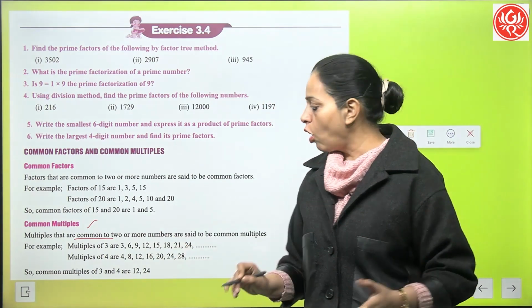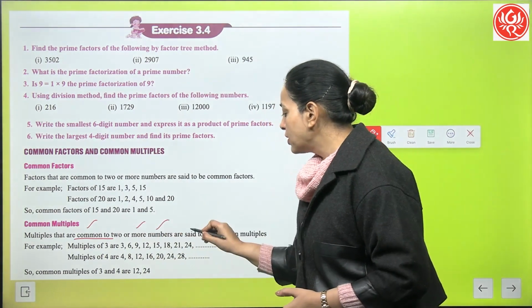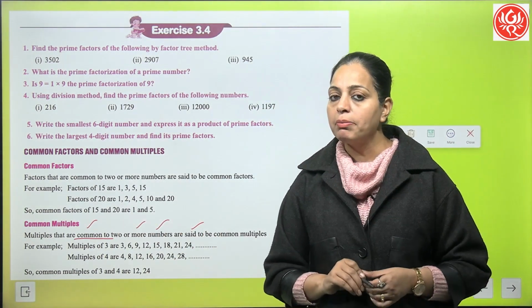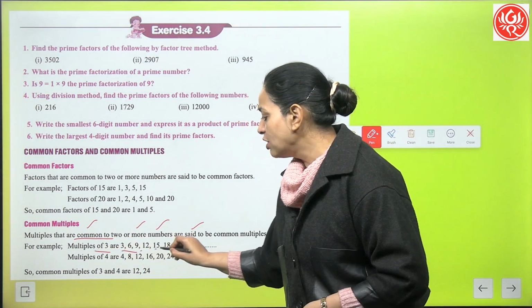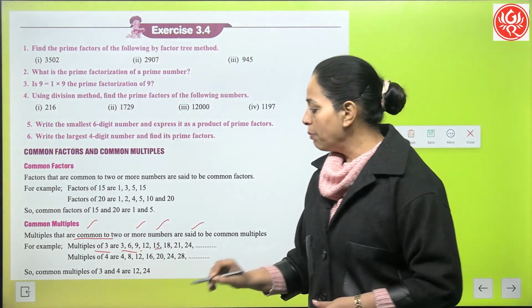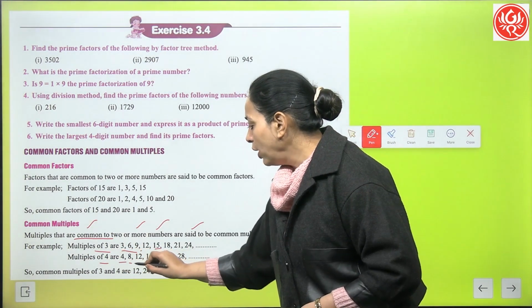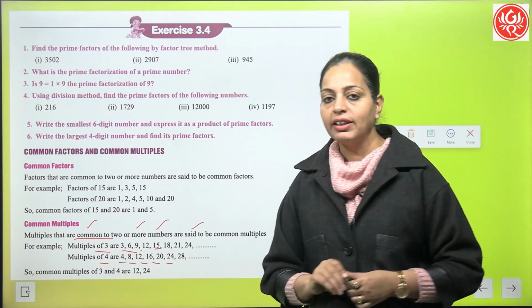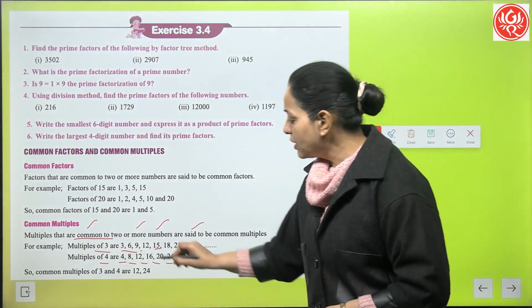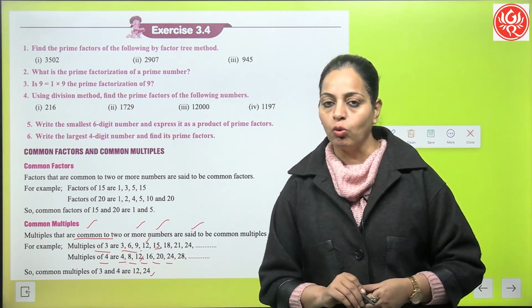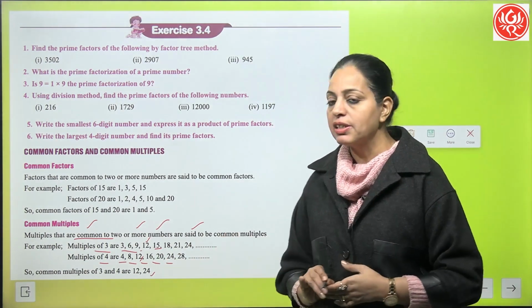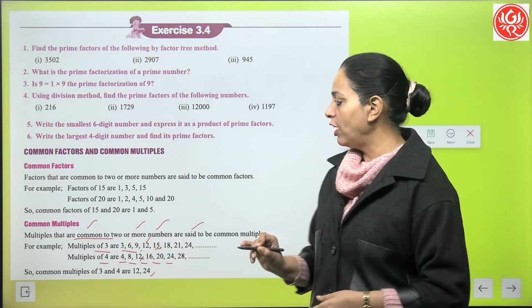Multiples that are common to 2 or more numbers are said to be common multiples. See, multiples of 3: 3, 6, 9, 12, 15 like this. Then multiples of 4: 4, 8, 12, 16, 20 like this. Now common multiples are 12 and then 24. So here common multiples are 12 and 24.